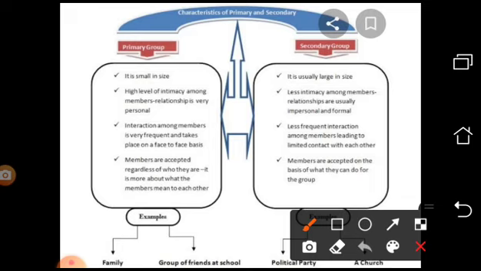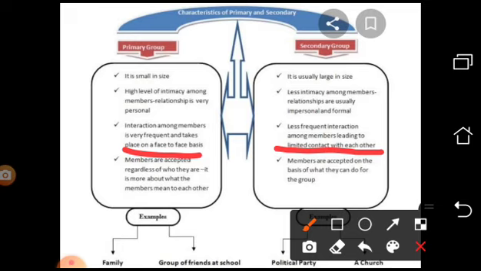Okay, so there is less frequent interaction among members, leading to limited contact with each other. So their contacts are also limited. It is not like how we talked about the primary groups, where it happens every time. No, it is not like that. If there is a need, only then will they go and talk to them. Okay, it is not that every time they will go and talk to the people.